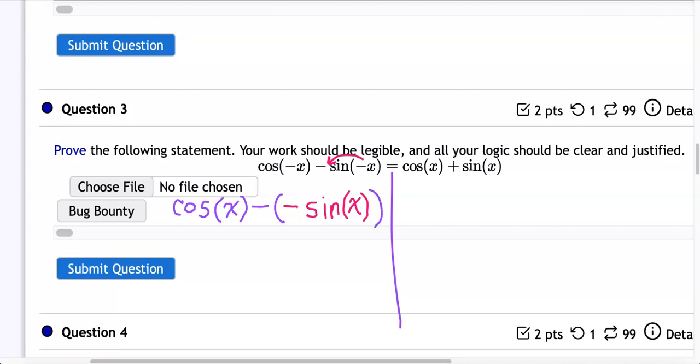So that now we can show that the negative and a negative make a positive. And so then our final line of work is actually now going to match the right-hand side. But don't skip that step in the middle. You do need to show the use of the even and the odd identities.